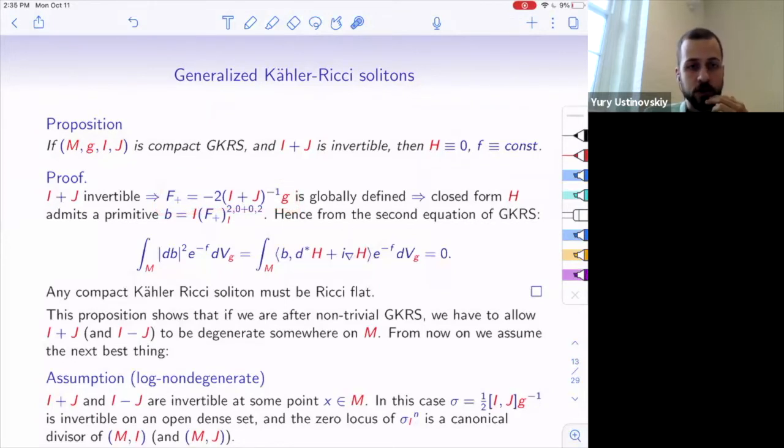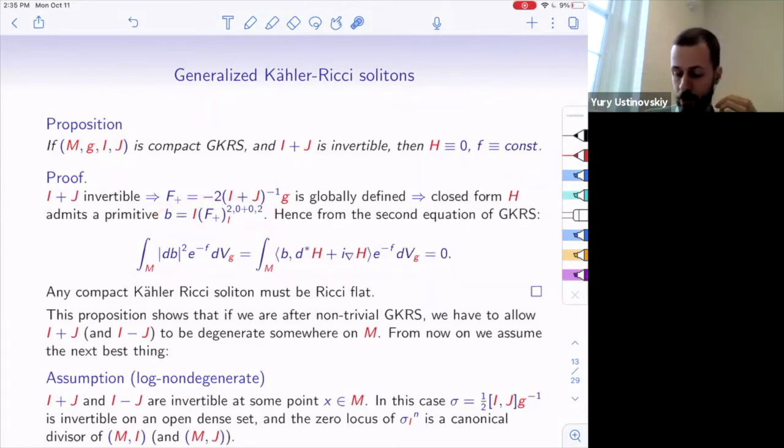And one of the consequences of the generalized Kähler condition is that if you have such a symplectic form, you can actually find a primitive for your closed form H. So your closed form H has to be zero in cohomology and has to admit a very explicit primitive B. Here I have written what this primitive is.